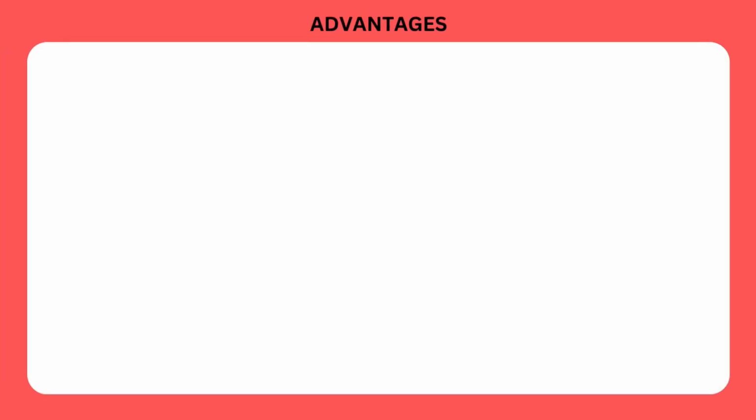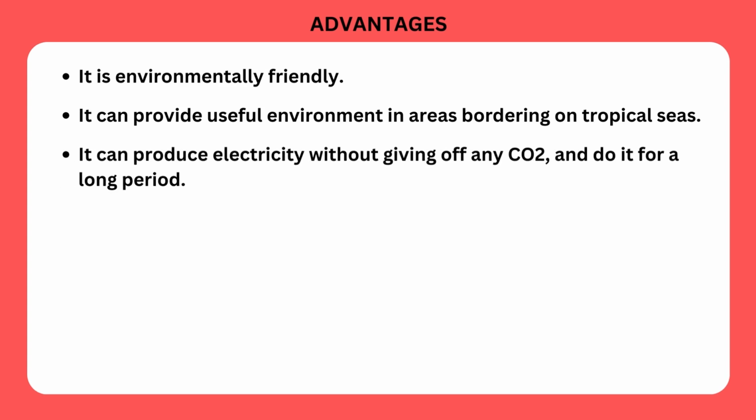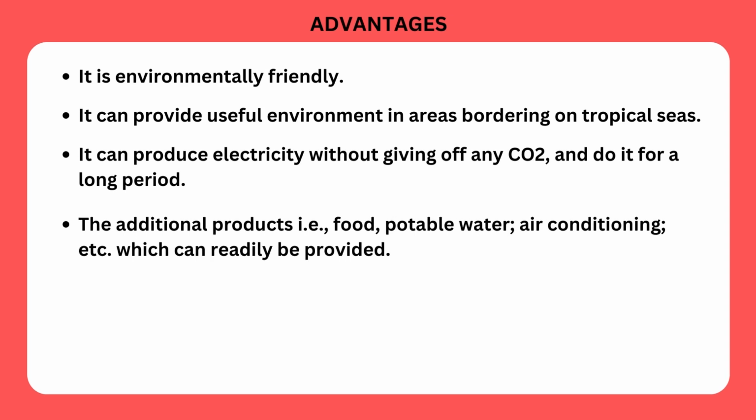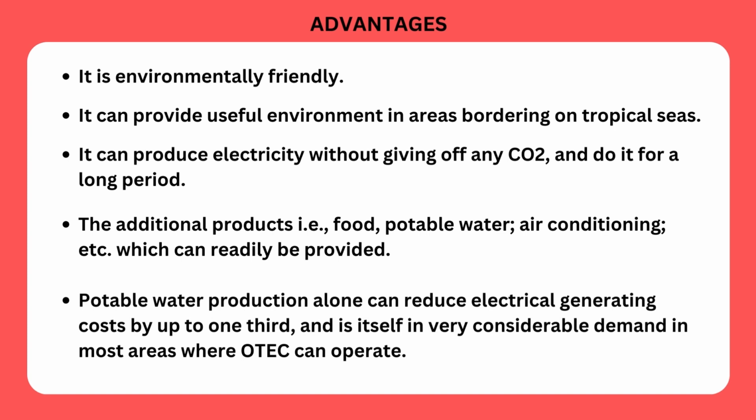Advantages of hybrid system: it is environmentally friendly, it can provide a useful environment in areas bordering on tropical seas, it can produce electricity without giving off any carbon dioxide and do it for a long period. The additional products, that is food, potable water, air conditioning, etc., can readily be provided. So potable water production alone can reduce electrical generating cost by up to 1/3 and is itself in very considerable demand in most areas where ocean thermal energy conversion can operate.